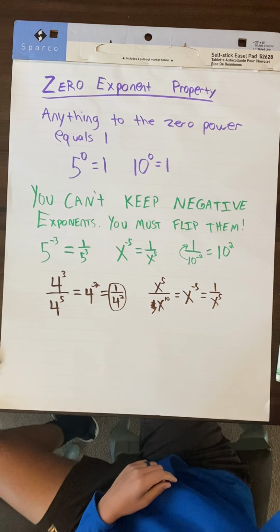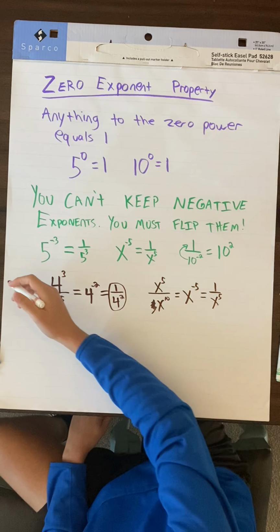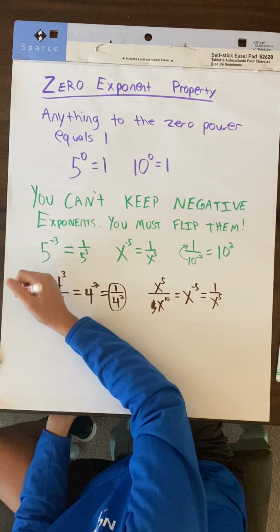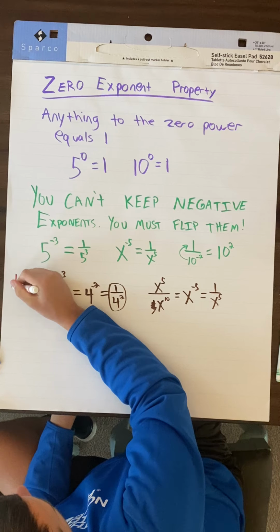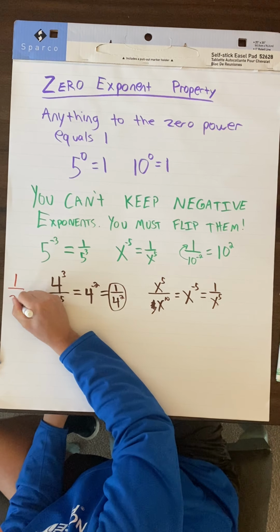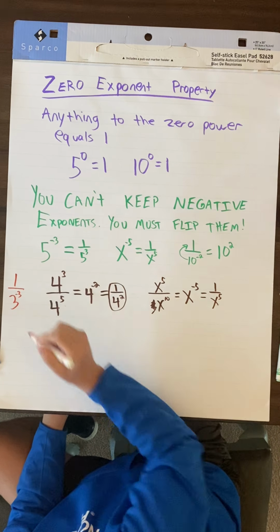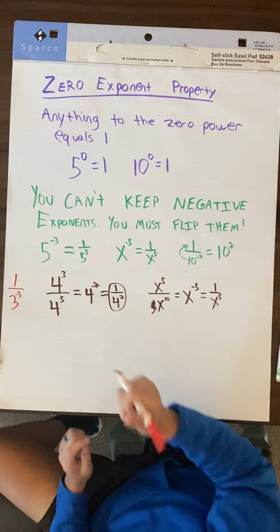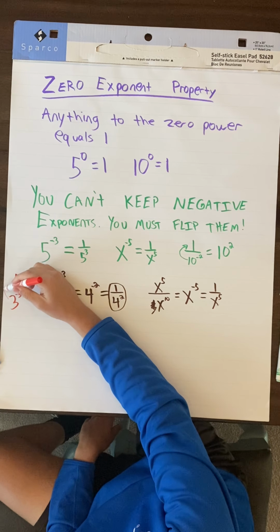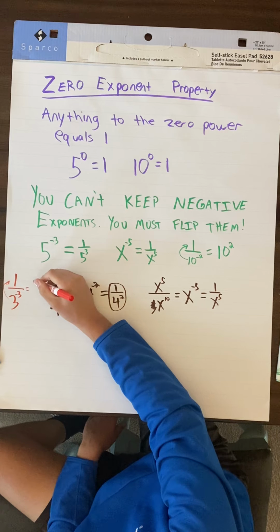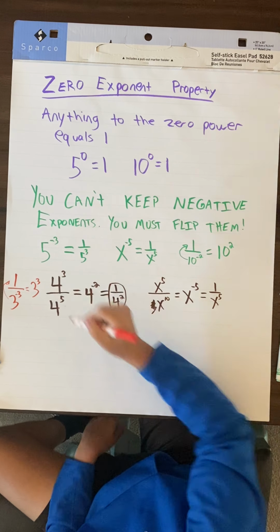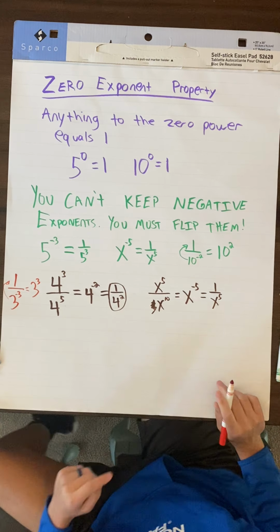Do another row in red here. Let's just do this example up next to this one. Hopefully we can see it good. 1 over 3 to the negative third power. Same thing, all we have to do is move this to the top. So it's going to be 3 to the positive 3 power, 3 cubed.